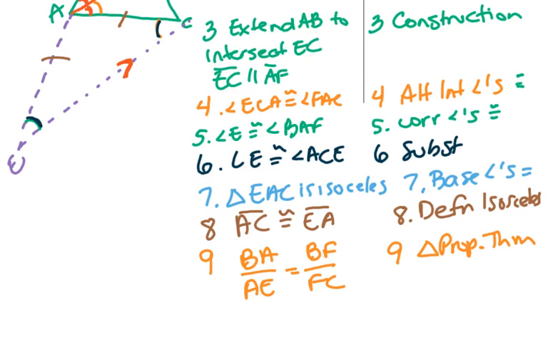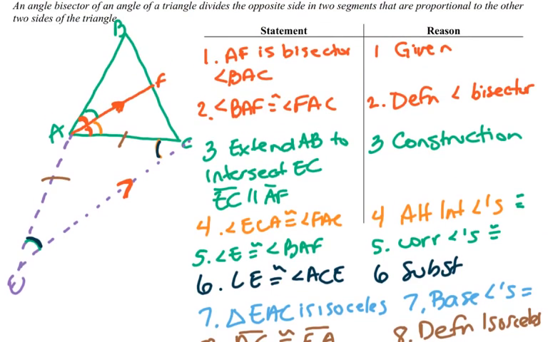So you can pause this and look at that picture and see what we're doing there. Okay, and then the last thing that we're going to do, we're trying to prove what we were trying to prove in the first place. So what we were trying to prove in the first place is that BF to FC is going to be equal to BA to CA. That's what we're trying to prove.